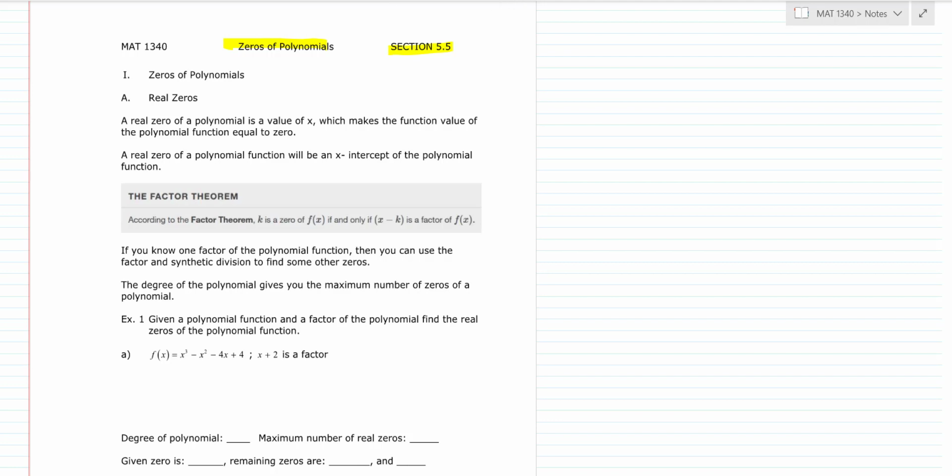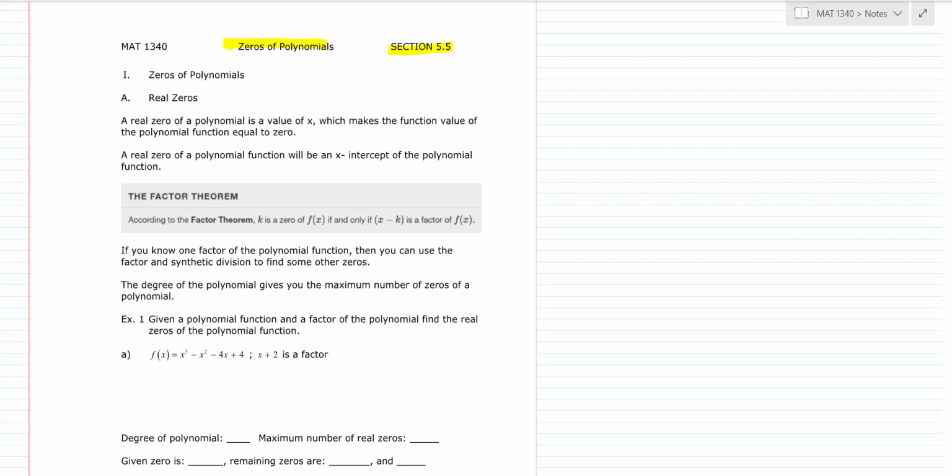A real zero of a polynomial is a value of x which makes the function value of the polynomial function equal to 0. So you're finding a special number here. When you plug x into the polynomial, you get 0. We're going to look at real zeros first, and if you have a real number zero, then that will be an x-intercept of the polynomial function. When we look at complex zeros a little later in this section, those will not be represented by an x-intercept.